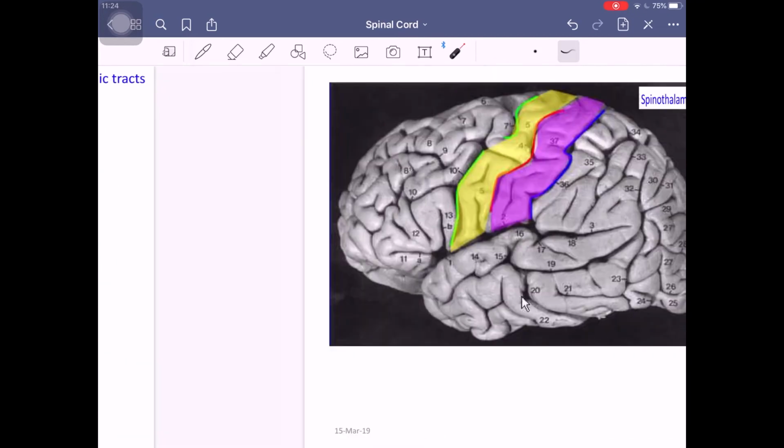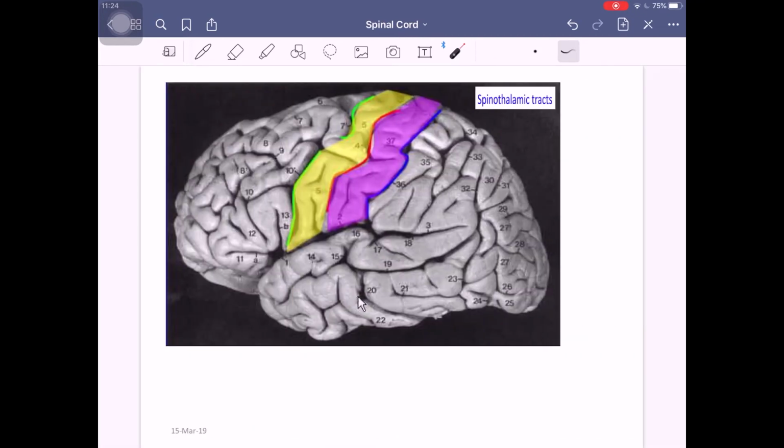Now this is again the same thing. This is the cerebrum you are seeing, the superolateral surface, and here we can see this red line. If you are noticing this one, this is your central sulcus. This one in the front is your precentral sulcus, and the yellow is your precentral gyrus. The blue one is the postcentral sulcus. So between your precentral and the postcentral, the pink area you are seeing.